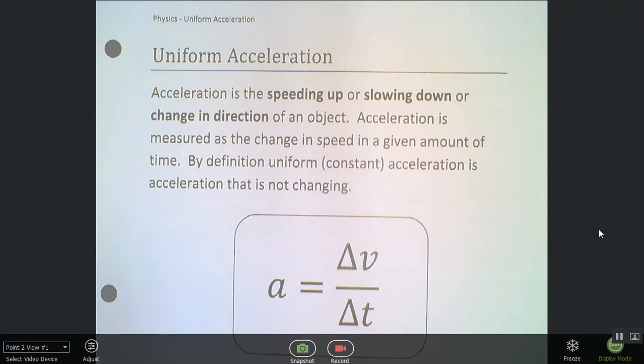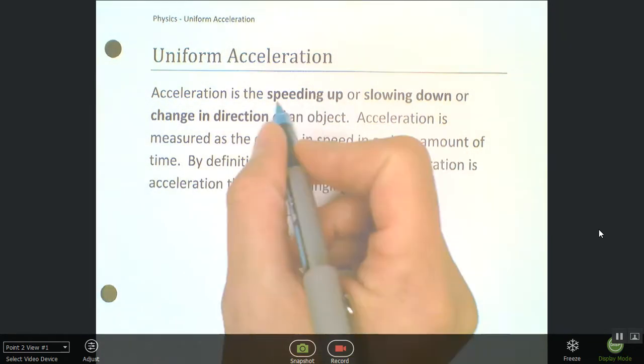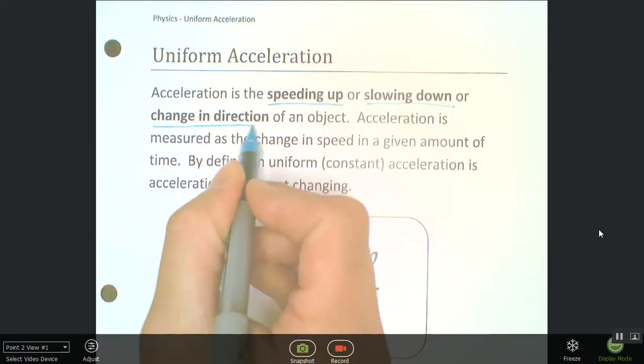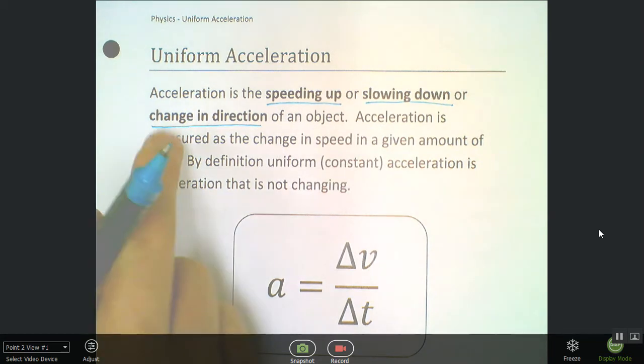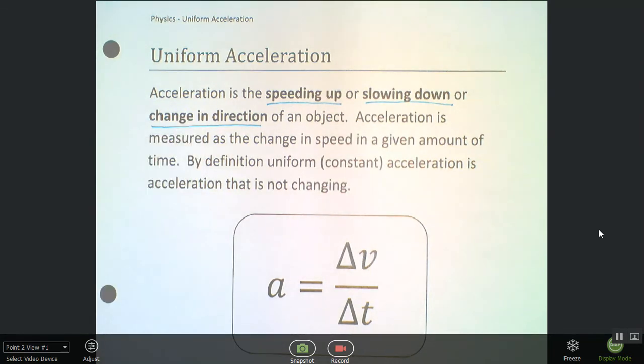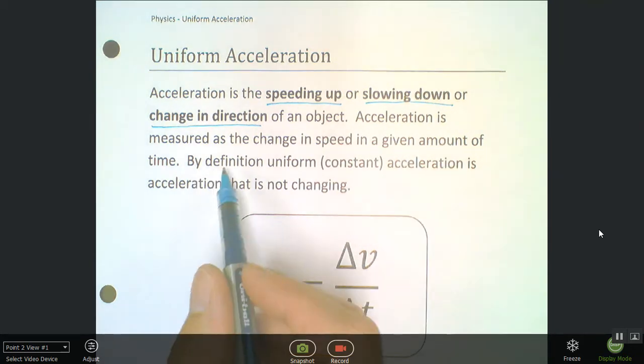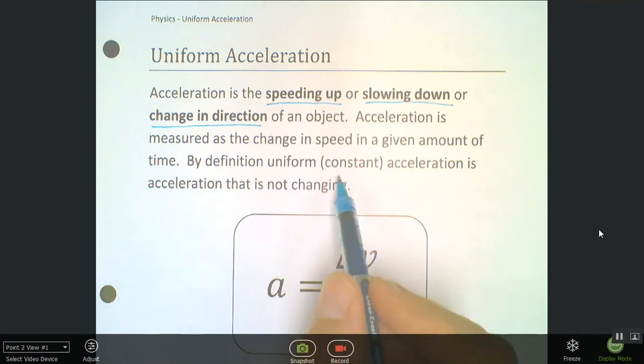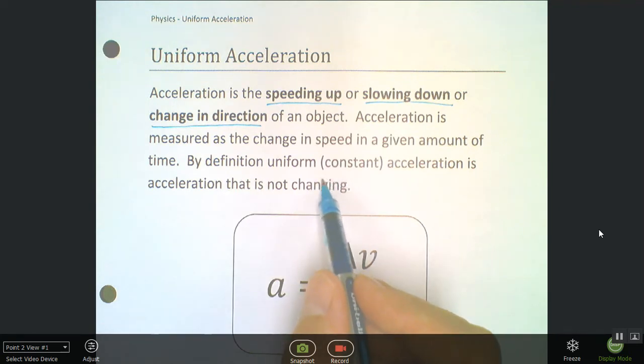Right from the beginning on your sheet, you can see that acceleration is the speeding up, the slowing down, or the change in direction of an object. That last one's actually very important to understand, this change in direction. I wrote here as well that acceleration is measured as the change in speed in a given amount of time. By definition, uniform, or what we call constant acceleration, is acceleration that's not changing.